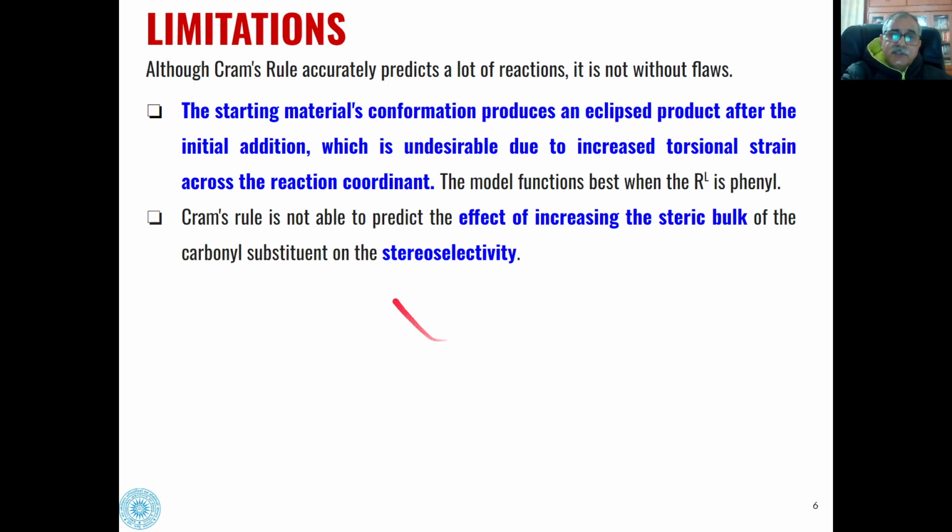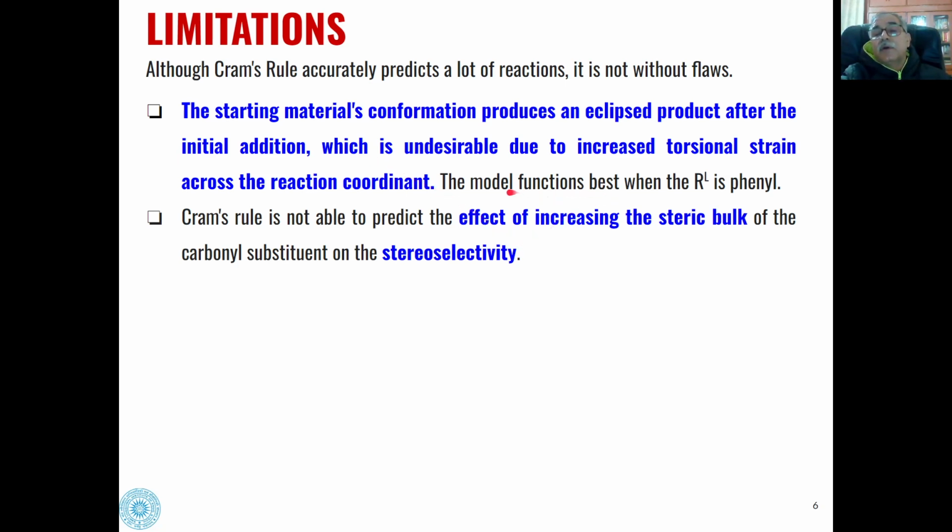Now, the limitation of Cram's rule is that what we have assumed is that the starting material's conformation is where the largest group present on the alpha carbon is eclipsed with the R group present on the carbonyl system, and because of the eclipsed conformation there will be an increased torsional strain across the reaction coordinate, which is undesirable, and that is the basis for a limitation of this Cram's rule.